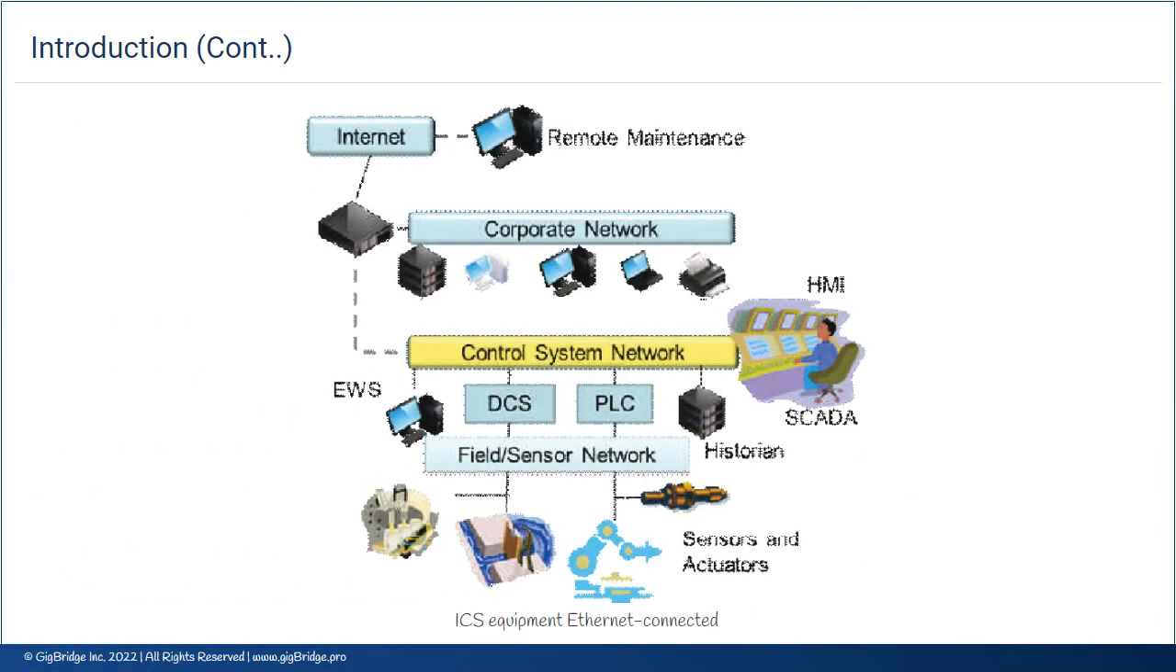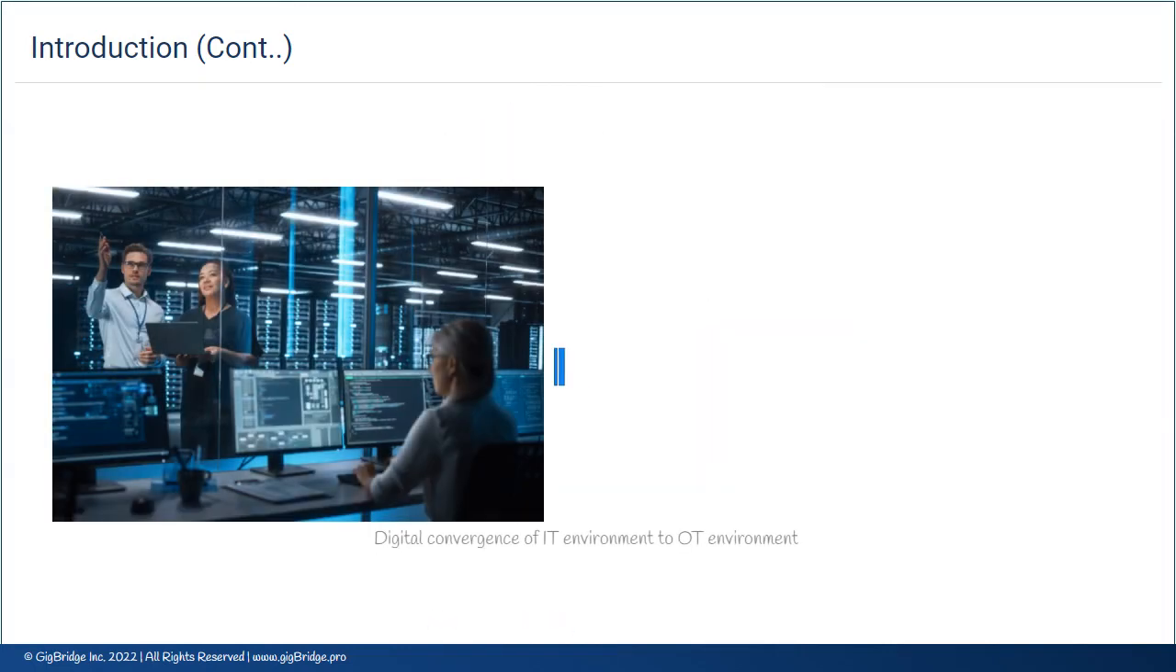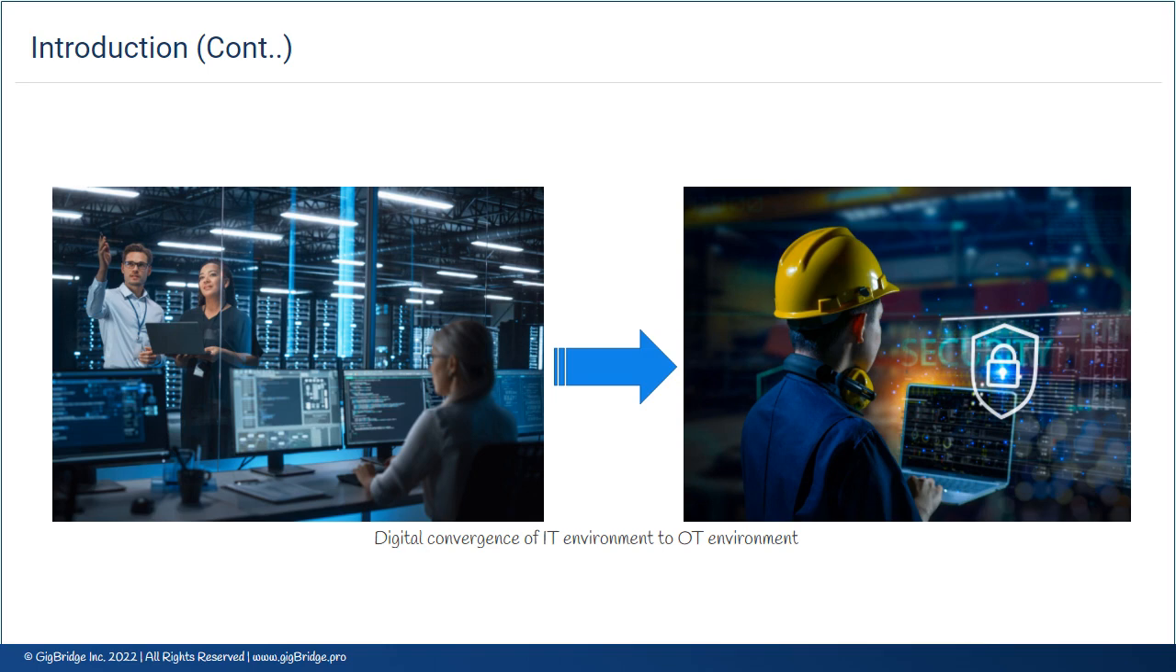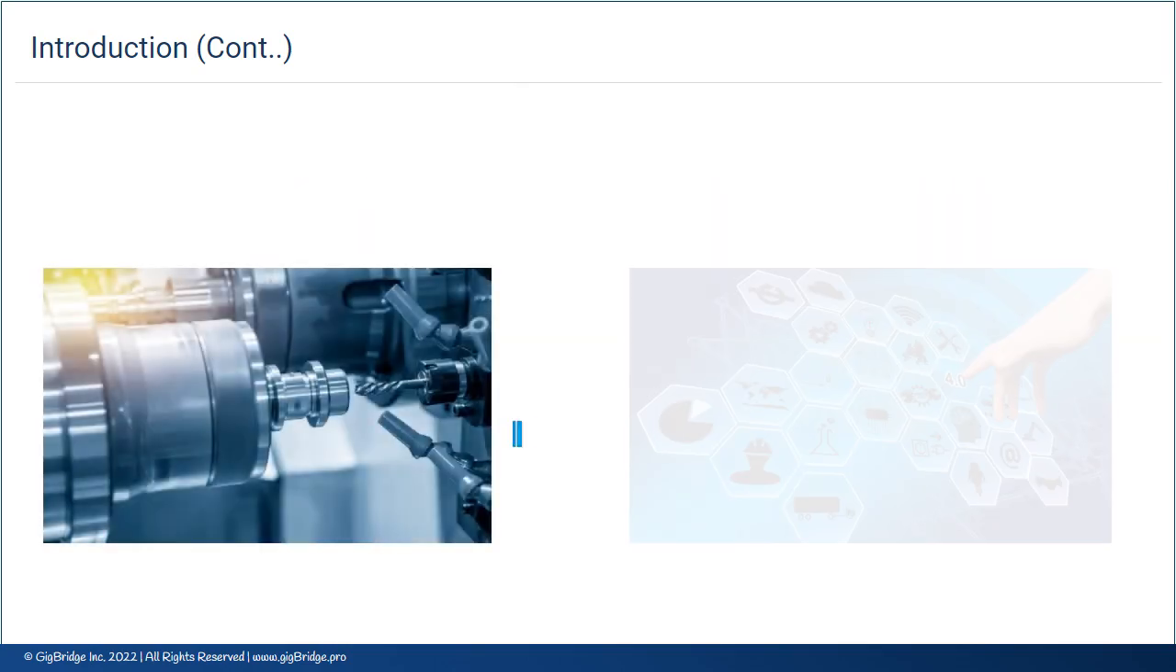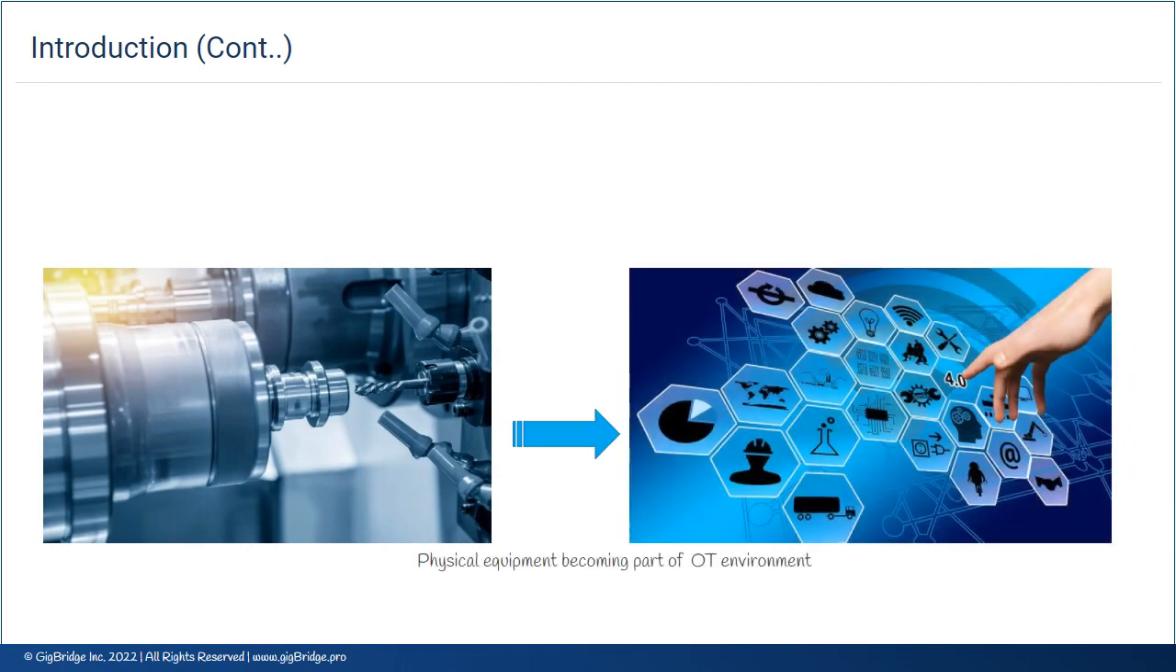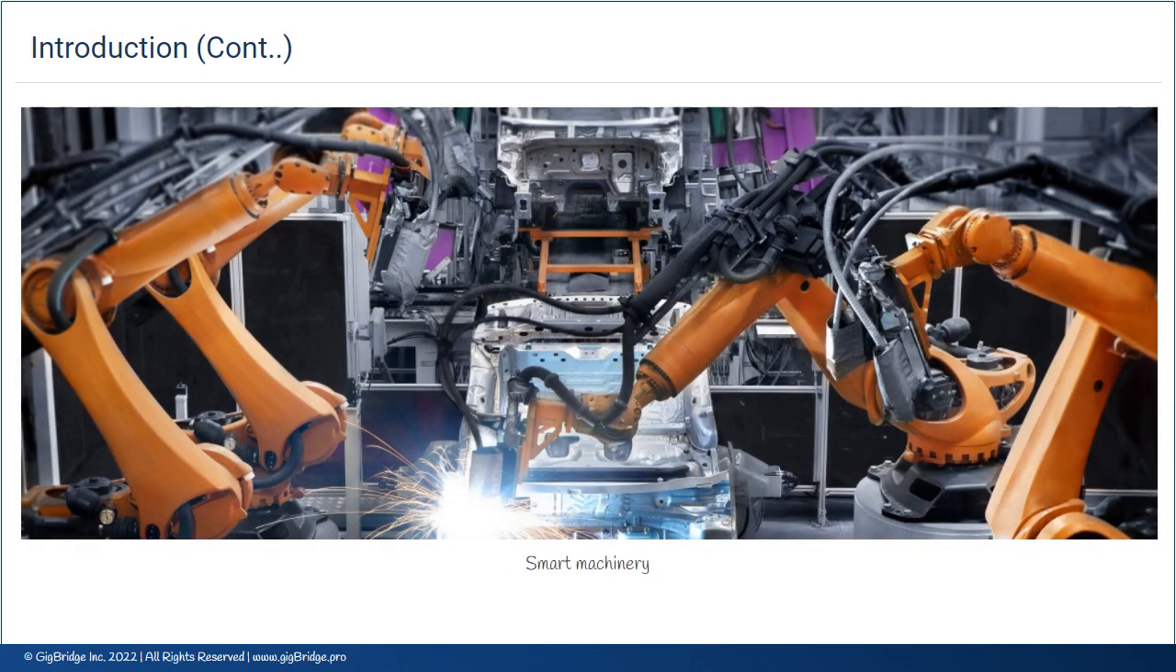As ICS equipment becomes more and more Ethernet connected, it also becomes highly vulnerable. By and large, industrial organizations are not ready for the digital convergence of their IT as well as OT environments. The rate of newly connected devices is overtaking the rate of device security. Physical equipment that was once considered only mechanical is now becoming part of the fast-growing world of the Industrial Internet of Things, IIoT. Although having smart machinery improves efficiency, without the proper precautions, it also offers cyber criminals remote access as well as attack opportunities they didn't have before.